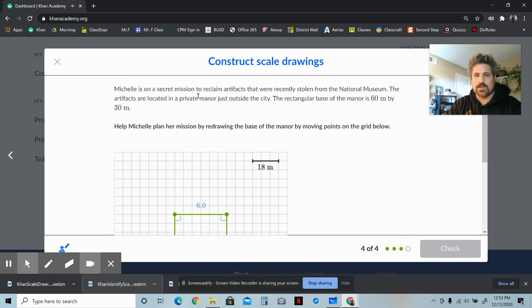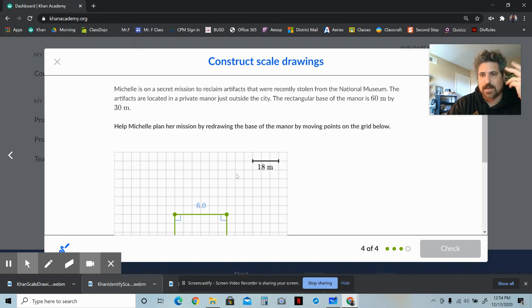Michelle is on a secret mission to reclaim artifacts that were recently stolen from the National Museum. The artifacts are located in a private manor just outside the city. The rectangular base of the manor is 60 meters by 30 meters. Help Michelle plan her mission by redrawing the base of the manor and moving points on the grid below. So we know that 3 units is 18. So that means each unit is 6.